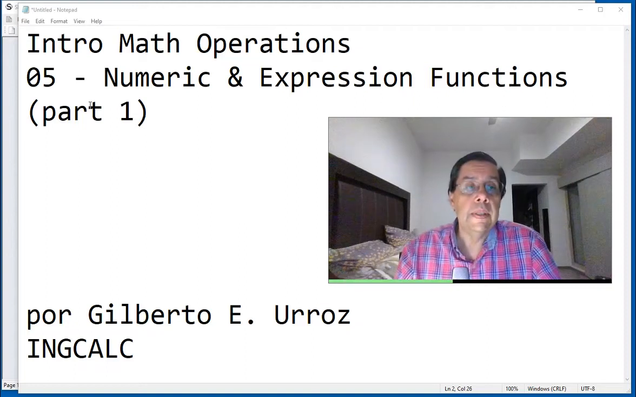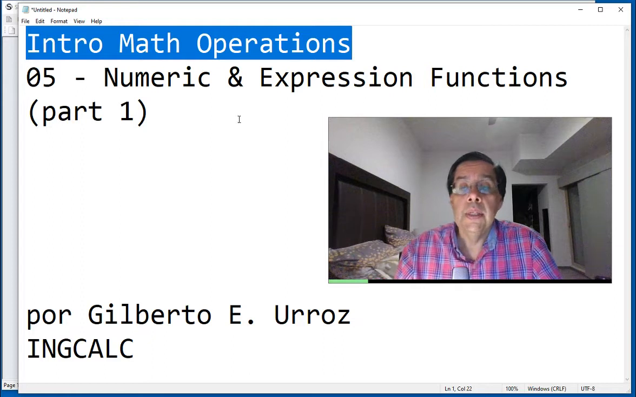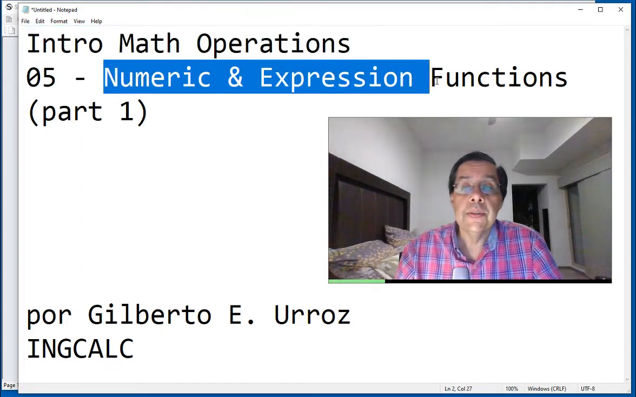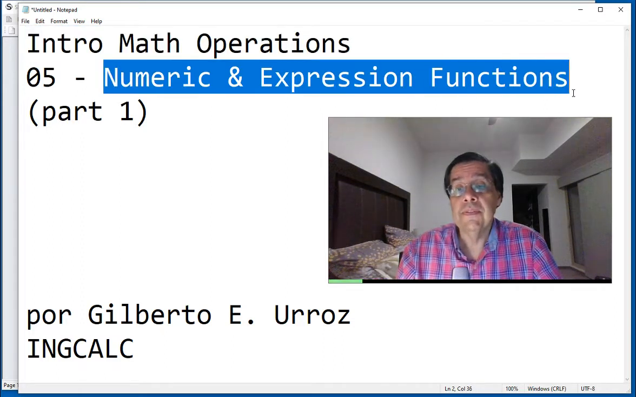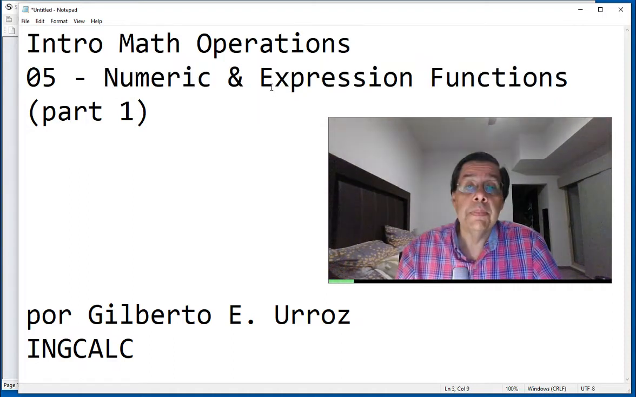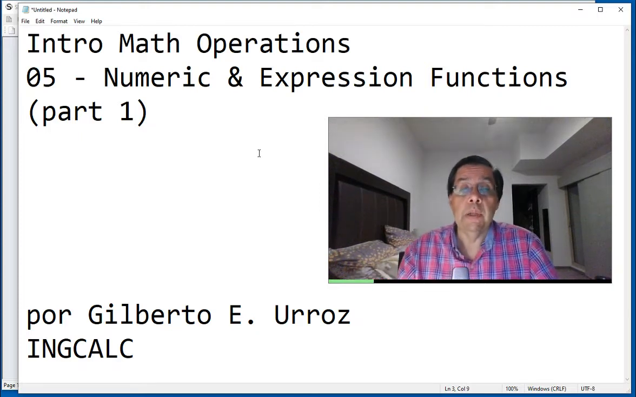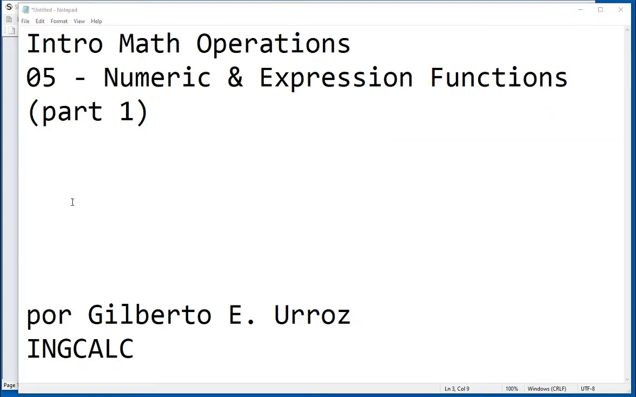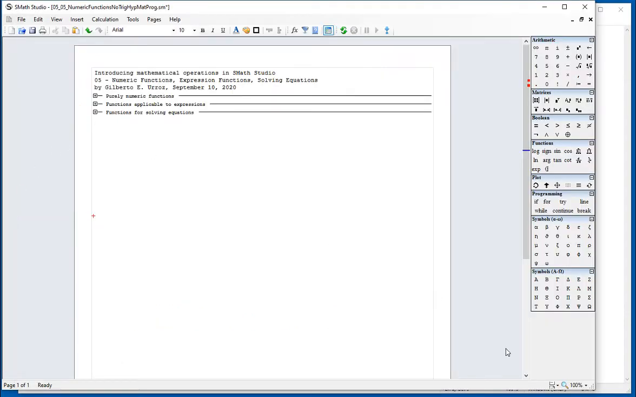This is my document number 5 of Introduction to Math Operations. We're going to be talking about numeric and expression functions. These are functions that are applied to expressions. And we're also going to talk about solving equations. But we're going to split it at least into two parts. And so for the first one, we'll start with this document.